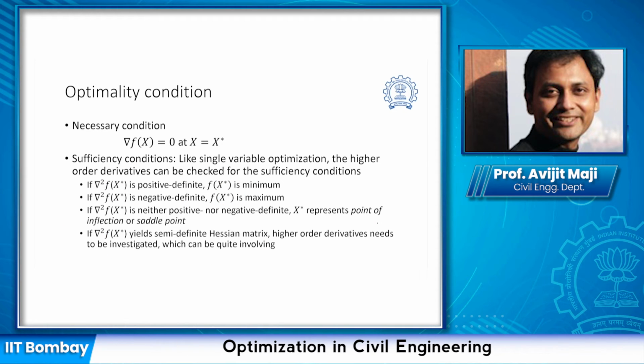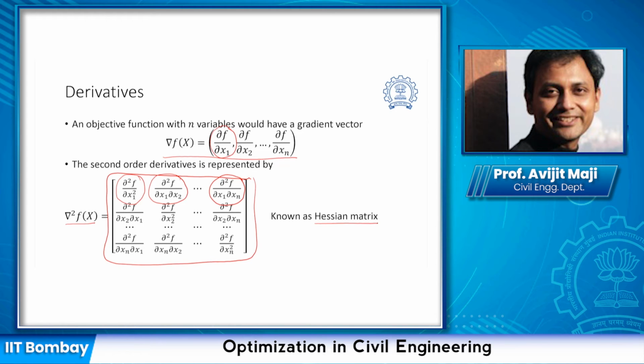Now let's look into the optimality conditions. In the single variable optimization, we said there are two conditions. One is the necessary condition and the second one is the sufficient condition. The necessary condition involves the gradient, and the gradient is the first order derivative. So if we quickly go back to the previous slide where we showed the first order derivative, you will notice that the partial derivative of the multivariable objective function with respect to each variable actually indicates the slope of the function with respect to each variable.